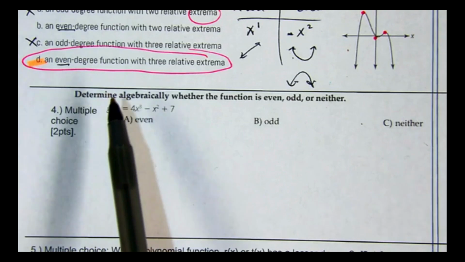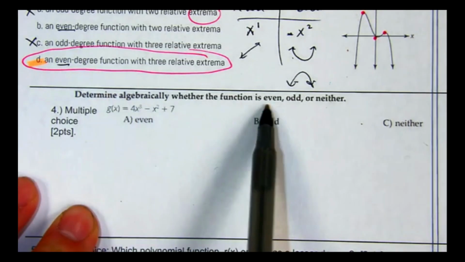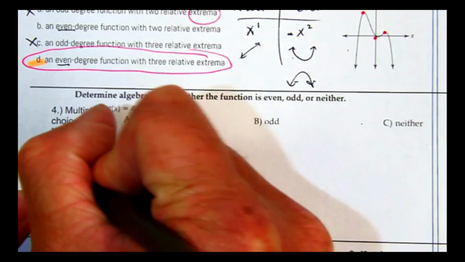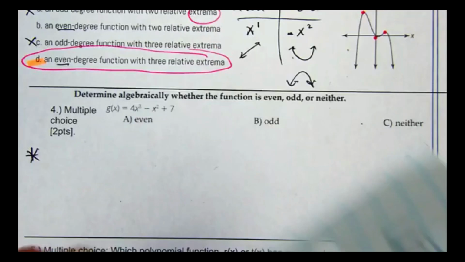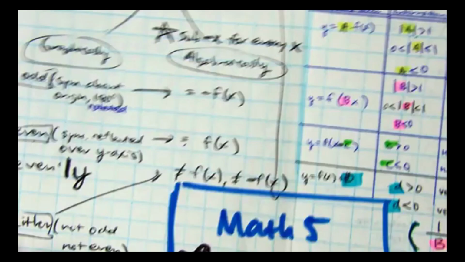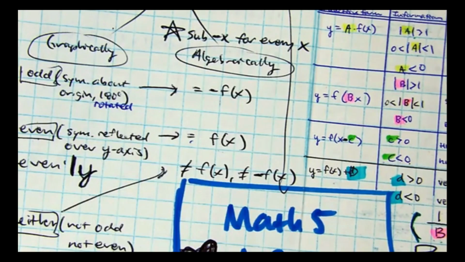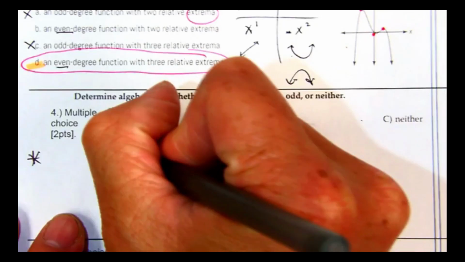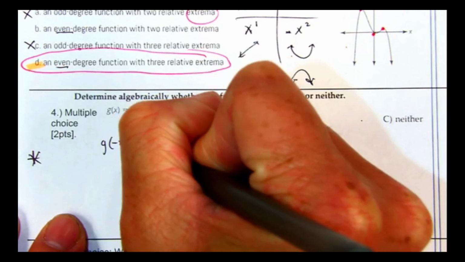Determine algebraically whether the function is even, odd, or neither. So this question is the star question. And you're going to substitute negative x for every x value. And then you're going to observe their outputs. Okay, so let's do that. Every x value, I'm putting negative x.